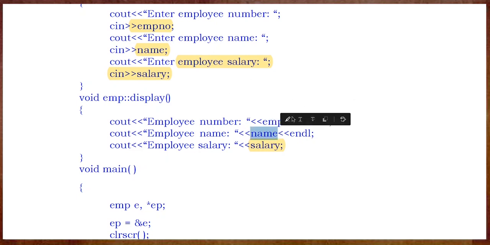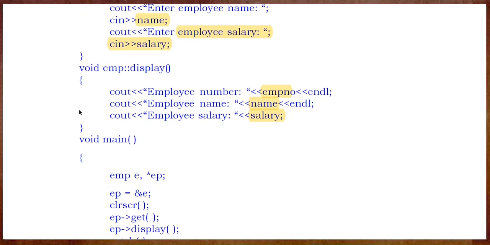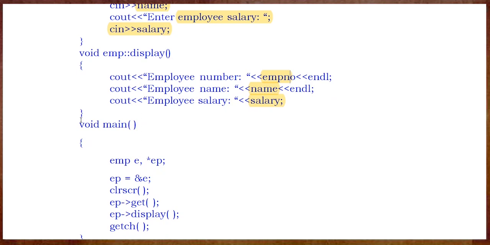Already you are familiar with how input output operations are performed. So we are just taking input and then displaying output. That's very simple. And this is the class. So we have defined the class and its member functions as well. So now we'll come to the main function.